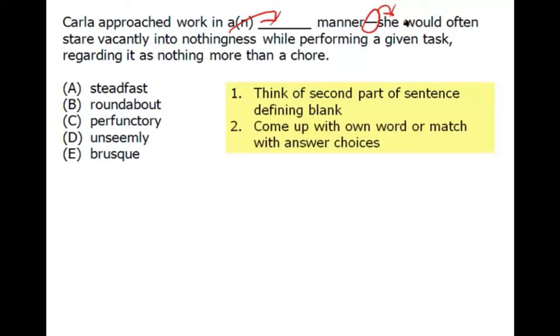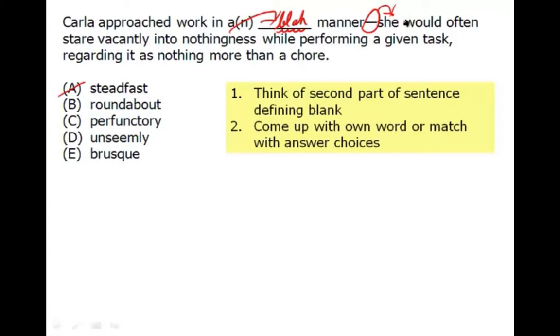Well, we come up here with our own word, and it's kind of in a very blah manner or routine. Now, yes, blah is obviously slang, but that's fine. You're coming up with your own word, your own sense. It doesn't have to even really be a dictionary word. If you think, wow, she must have a very blah approach to work or very routine, as though she would rather be doing anything else. So now we can go through the answer choices. And again, here's steadfast, which means loyal. That doesn't mean blah.